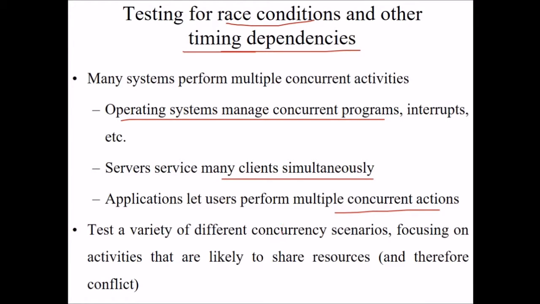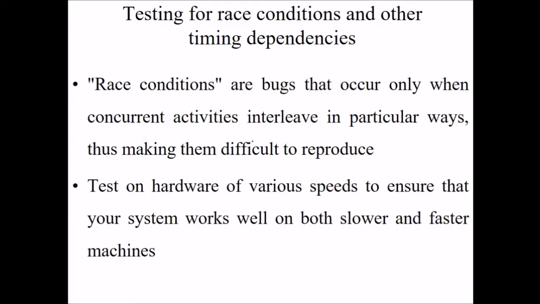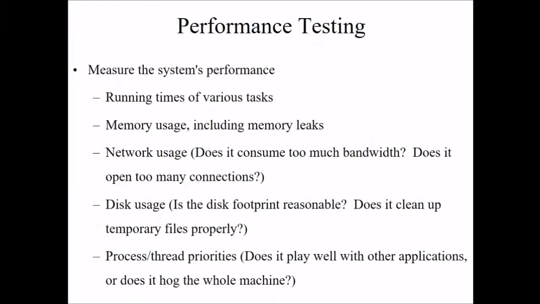To test a variety of different concurrency scenarios, focus exactly on activities that are likely to share resources. If two people want the same piece of cake at the same time, there will be a conflict. Race conditions are bugs that occur only when concurrent activities interleave in particular ways, making them difficult to reproduce. It means both are stopped, or both are waiting, or both are fighting for a single resource. Test on hardware of various speeds to ensure that your system works well on both slower and faster machines. This is the timing dependency we were talking about.